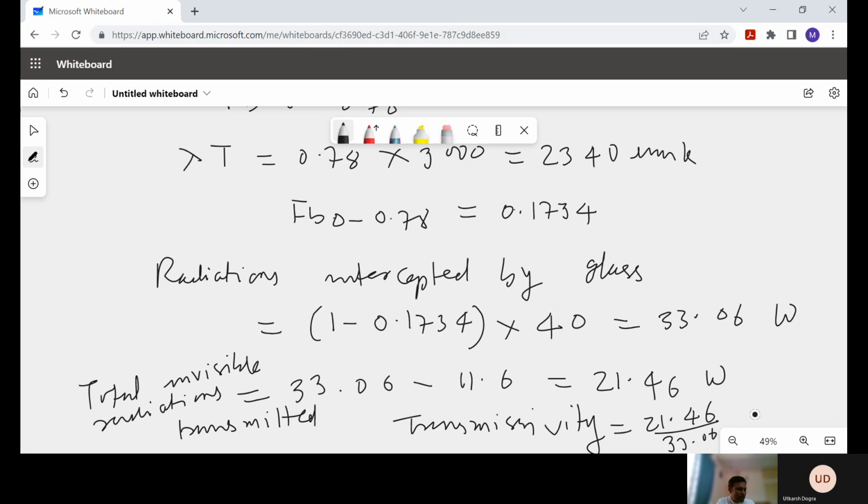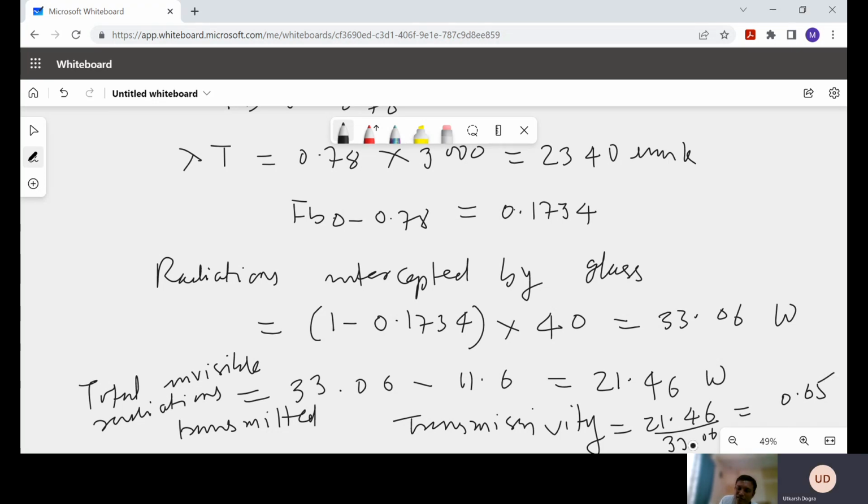So the transmissivity comes around 0.65. This is the answer. This is the final answer. Is it clear? Yes, sir.